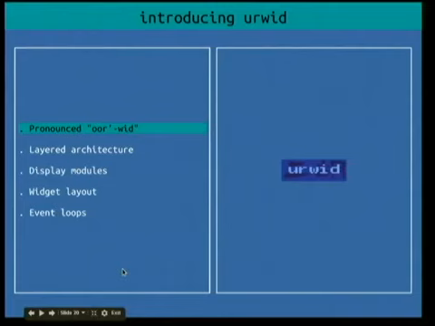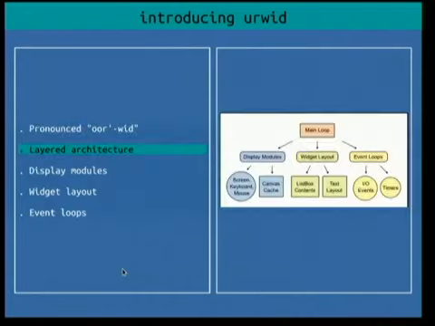Urwid is a third-party library that does a lot of the work Ncurses does, a little differently. Urwid is pronounced urwid. It's German for ancestral, so it's basically ancestral widget. Which is kind of a play on how old Ncurses is. It's got a layered architecture, which is very much different from Ncurses. So you can see you've got display modules, widget layout, which is where your UI is, and then you can have different event loops that actually control it.